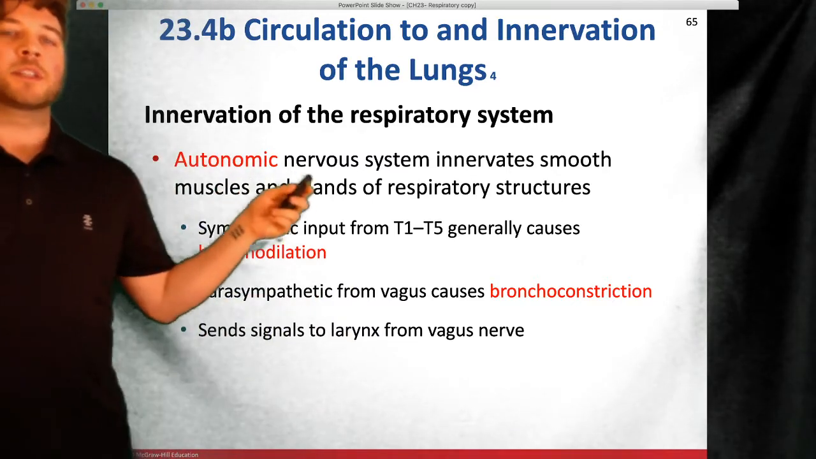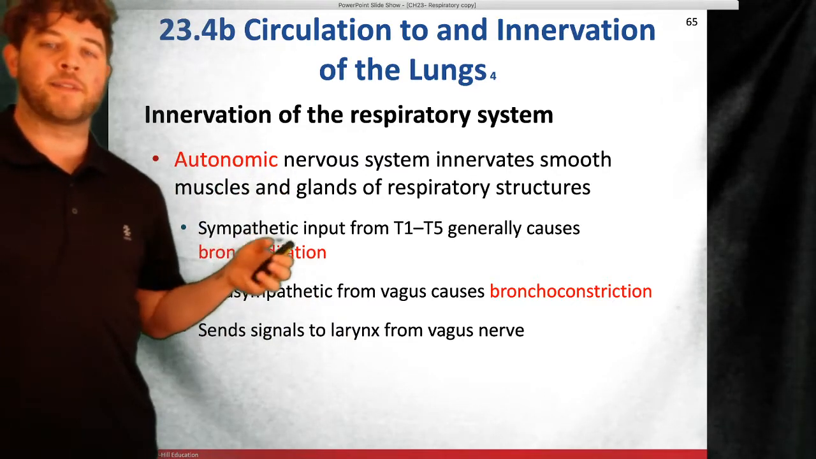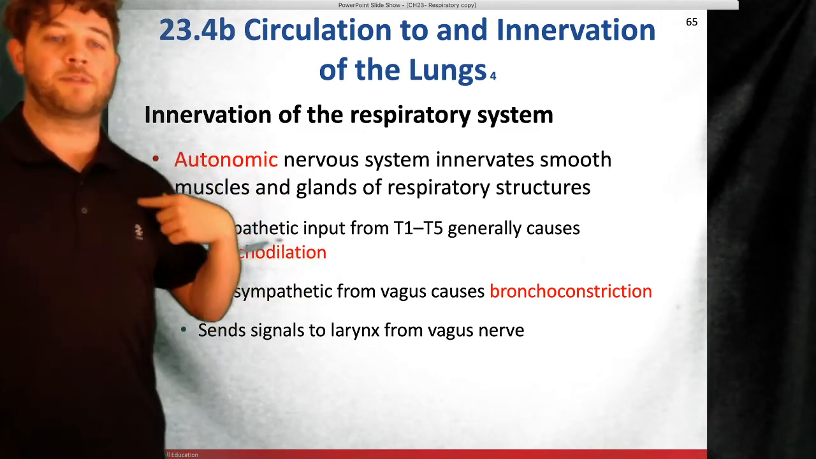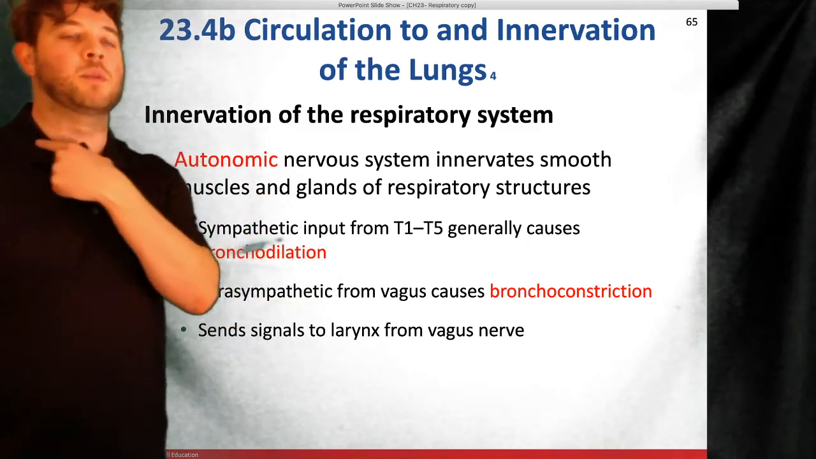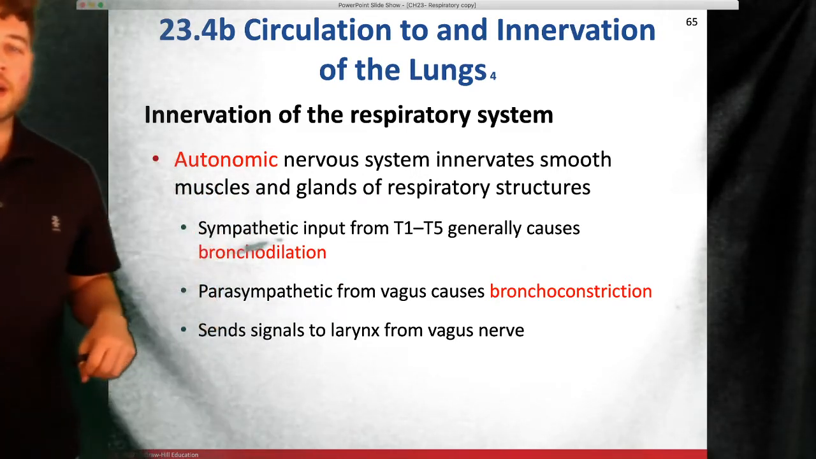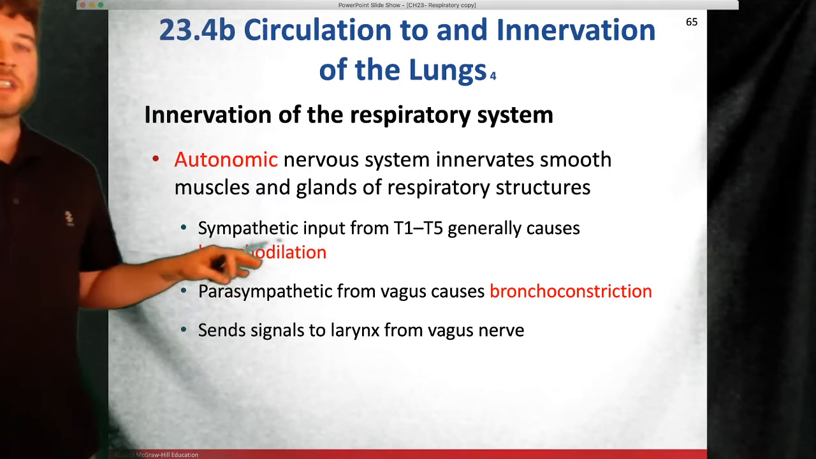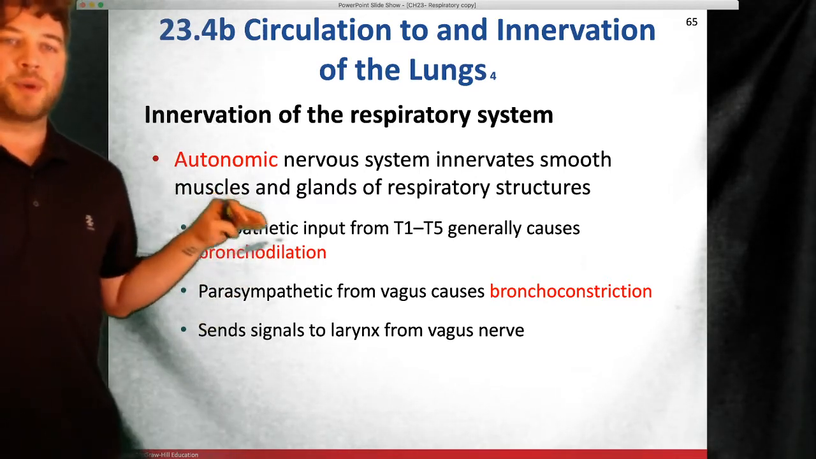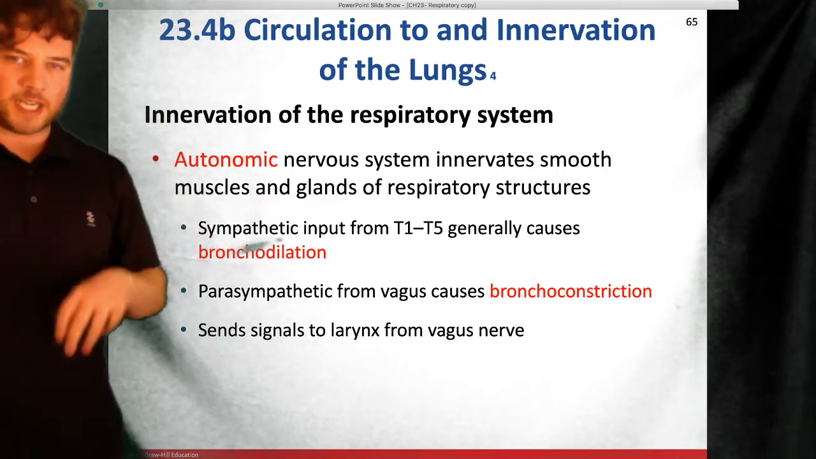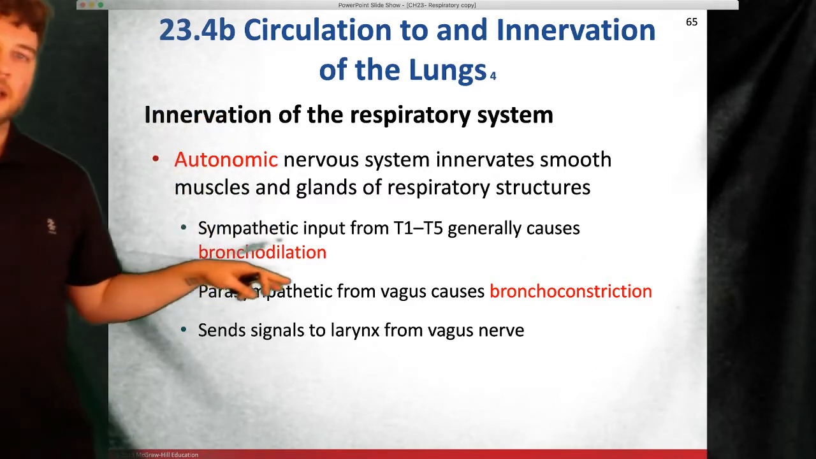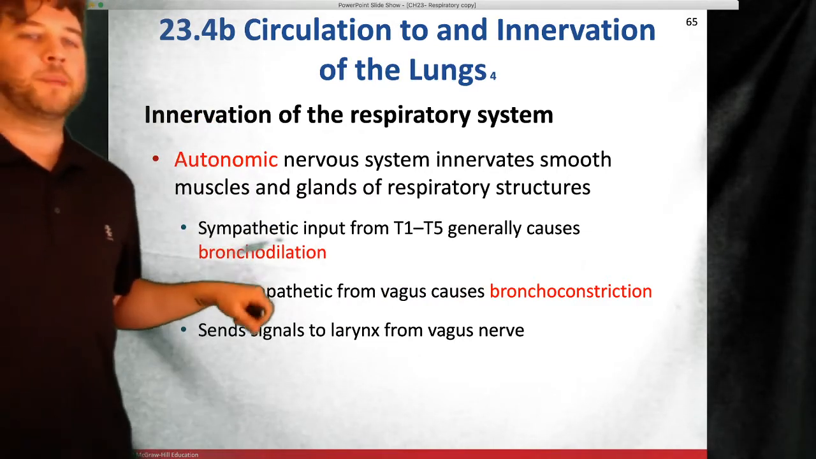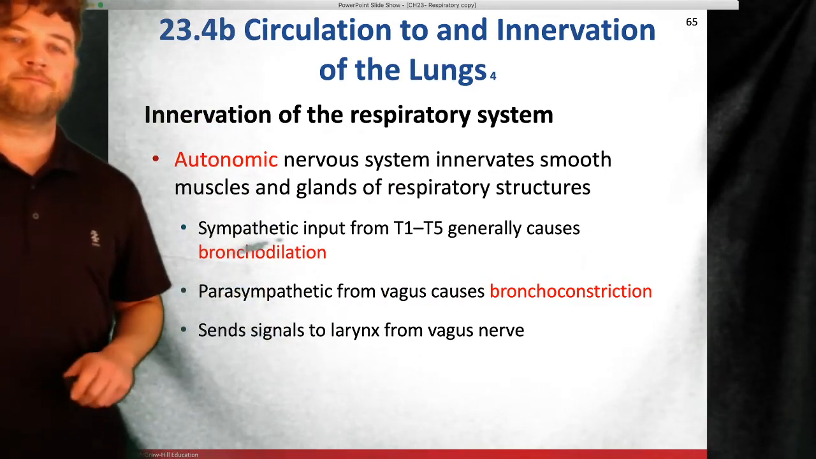The autonomic nervous system innervates the smooth muscles and glands of the respiratory structures. Sympathetic output from T1 to T5, T1 is about even with your neck, T5 is about there, causes bronchodilation. Sympathetic output opens the airways and increases air intake. Parasympathetic output from the vagus nerve causes bronchoconstriction. It then signals to the larynx.